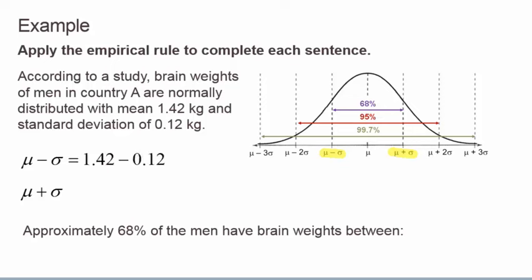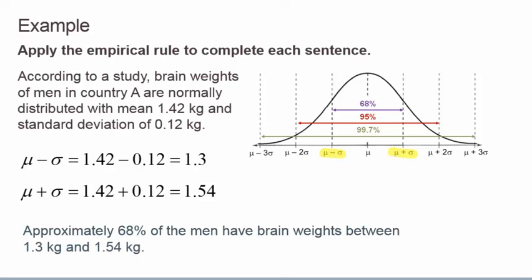Substituting, 1.42 minus 0.12 is 1.3. 1.42 plus 0.12 is 1.54. Approximately 68% of the men have brain weights between 1.3 kilograms and 1.54 kilograms.